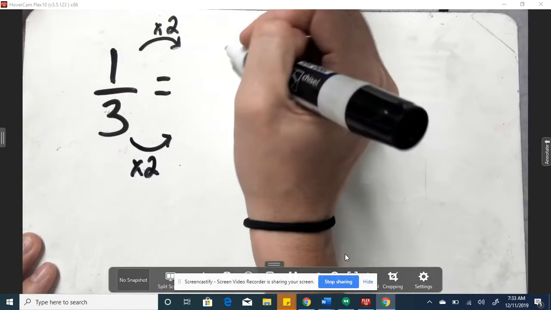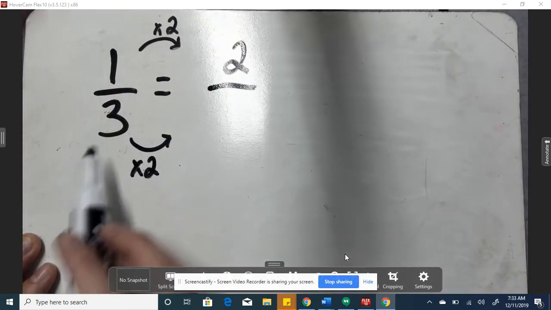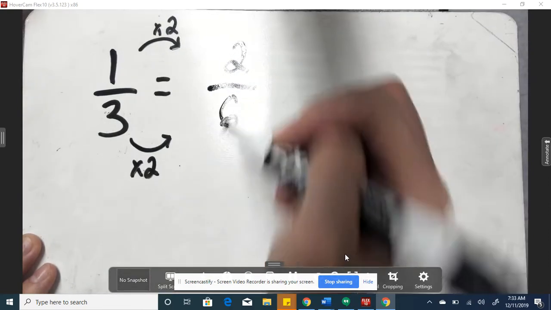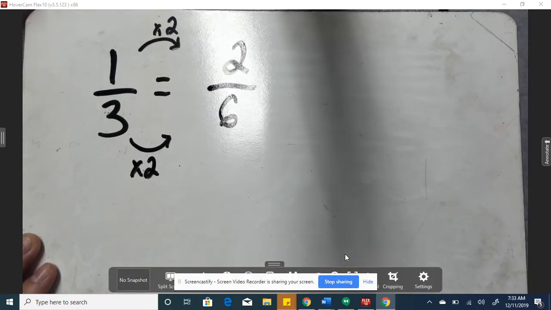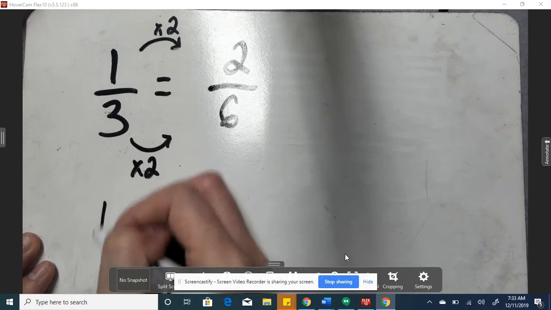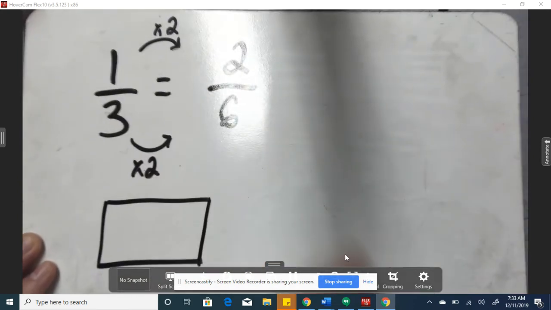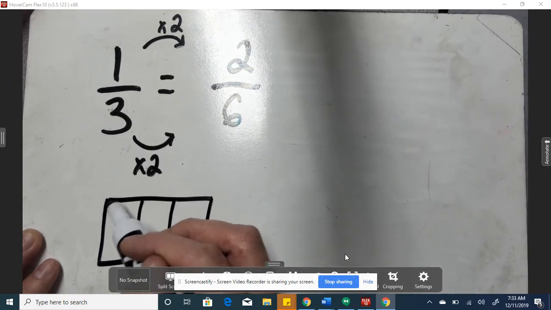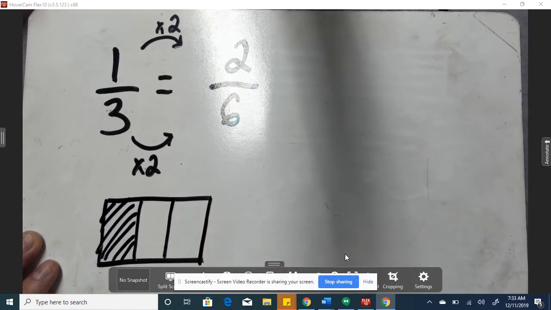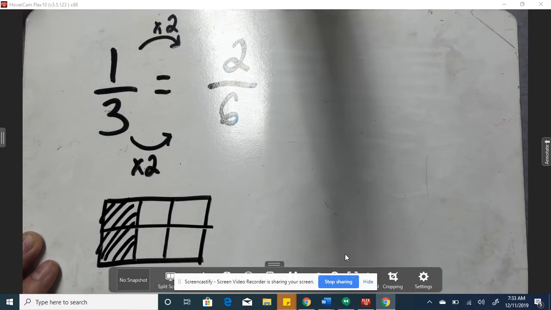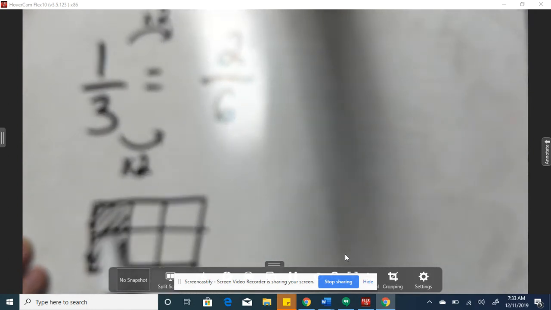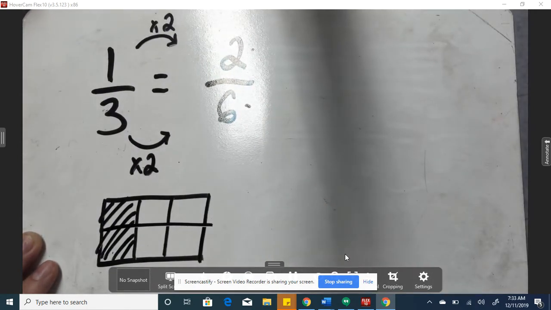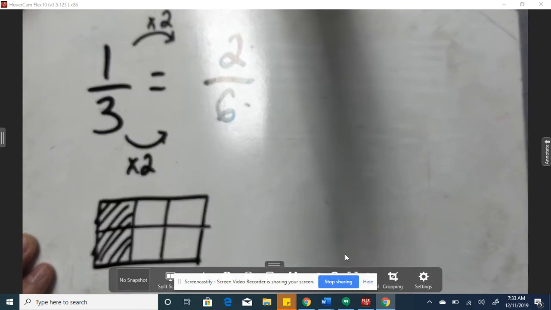1 times 2 is 2. 3 times 2 is 6. So 1/3 should be equivalent to 2/6. Let's check our work. We're not going to have to do it for everyone, but I want to make sure we see how we're getting 2/6. We have 3 pieces. We're shading one of them, and we're cutting each piece into 2 pieces. Now we have 2 shaded, our numerator, and we have 6 total pieces, our denominator. So 1/3 is equivalent to 2/6.